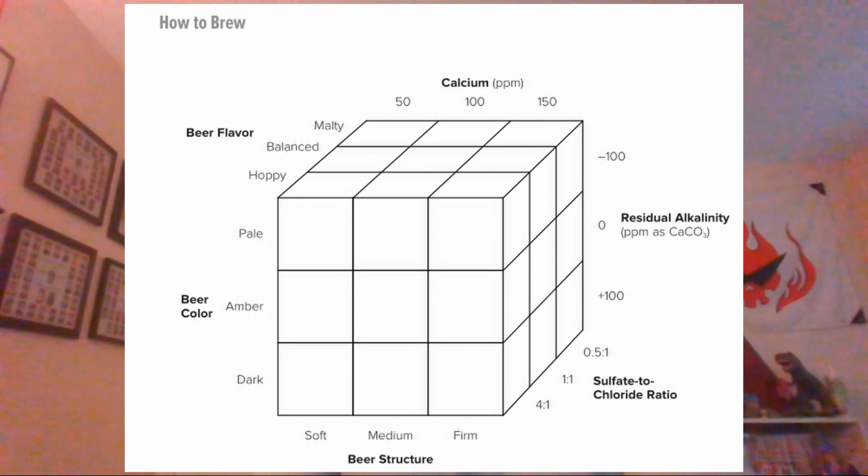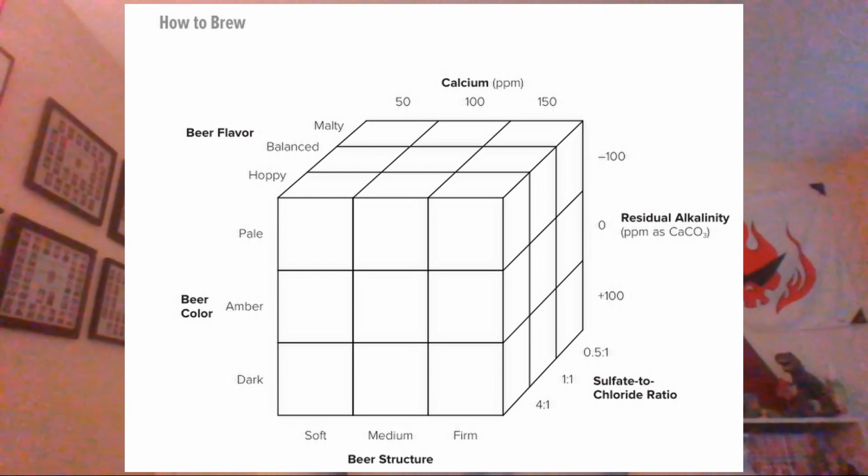Here are two examples. Let's say you want to brew a hoppy West Coast IPA. This is a pale beer with a hoppy flavor and medium structure. Aligning these factors on the cube, you can see that it will have a target calcium level around 100 ppm, a residual alkalinity around -100, and a sulfate to chloride ratio of 4:1. Starting with deionized water, a good addition of calcium sulfate with some chloride addition to round it would get close to that target.